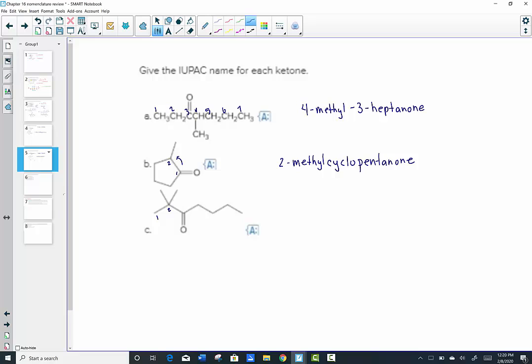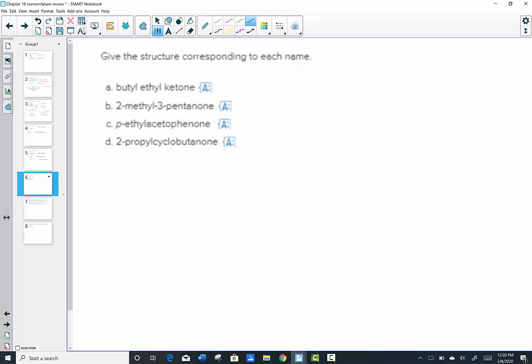1, 2, 3, 4, 5, 6, 7. That parent is a heptanone, and we have 2,2-dimethyl. And then at carbon 3 is the, oops, not hept for 7, heptanone. 2,2-dimethyl, 3-heptanone. Oh my goodness, we're doing better. Each time we practice, we become more proficient and speedier.